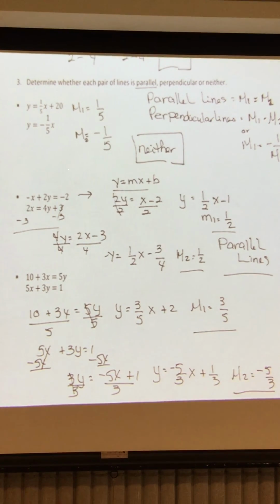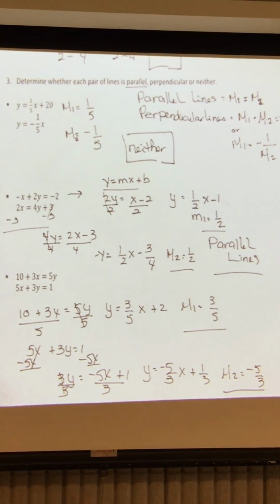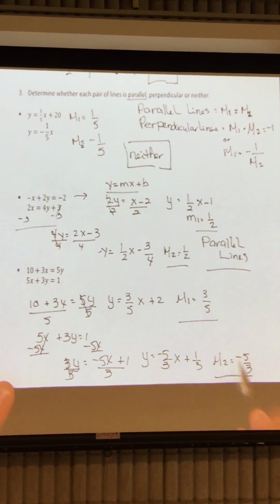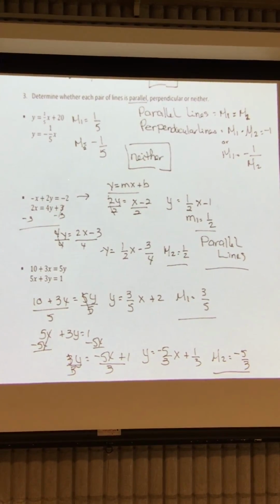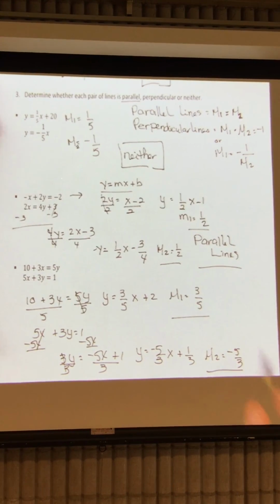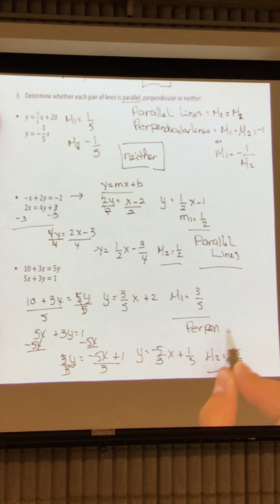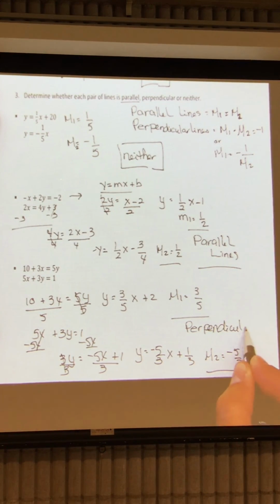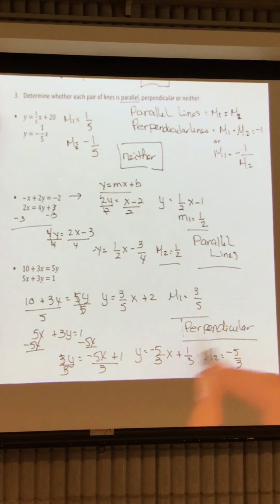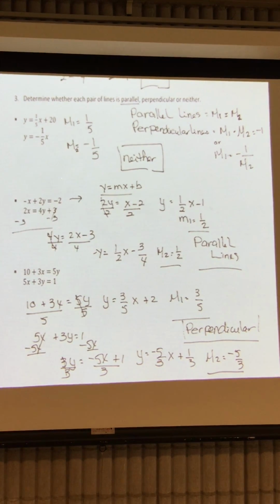So if you were to multiply these two slopes, 3/5 times -5/3, you have -1, which means the lines are perpendicular. And this completes sections 3 and 4 from chapter 3.